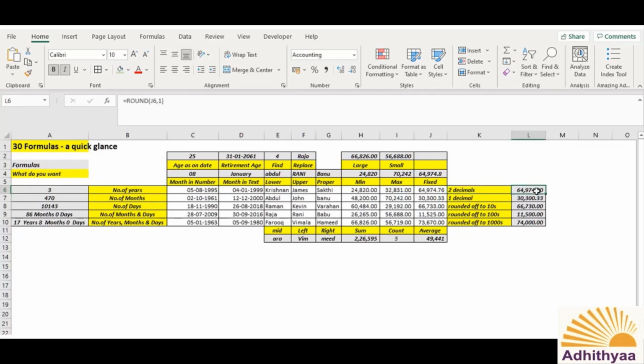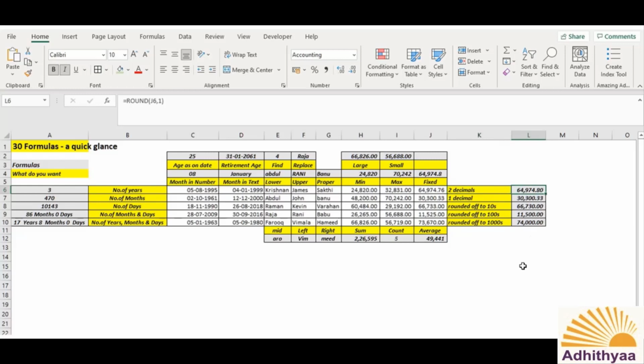Look at this formula here. It says equals ROUND and then followed by J6 comma 1. When it is two decimal, it is 1. Now the formula is equals ROUND. This is J6. Now you are rounded off to two decimals. That means 76 will become 80. Otherwise, 0.76 will become 0.80. Right? It is two decimals.